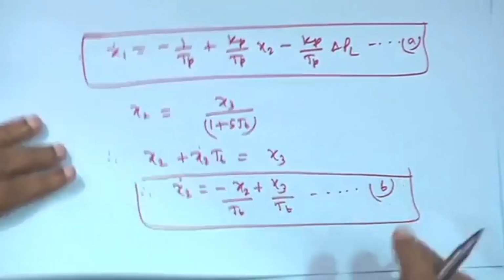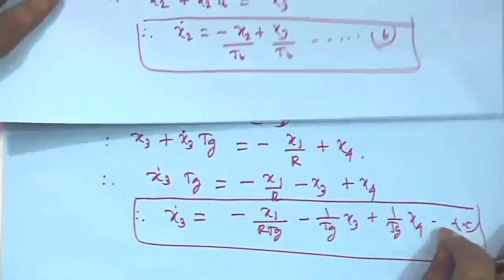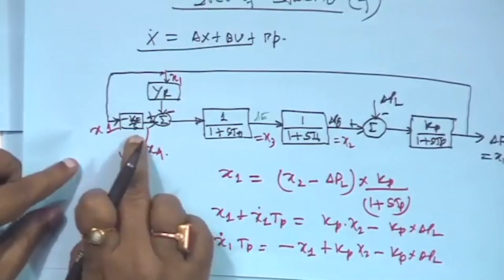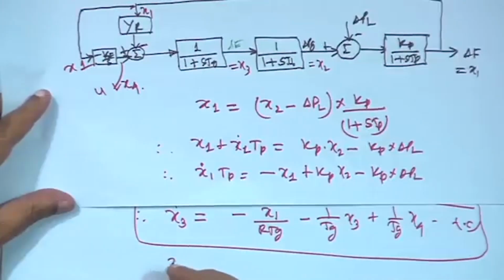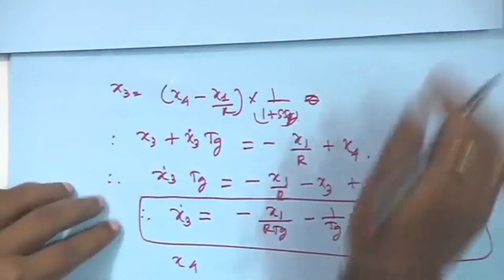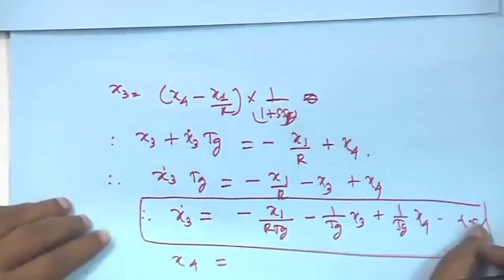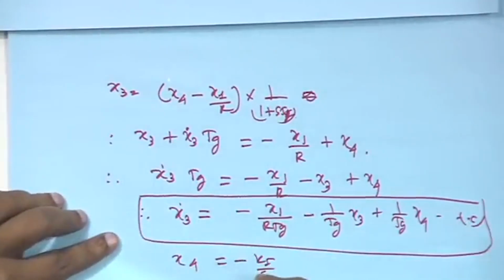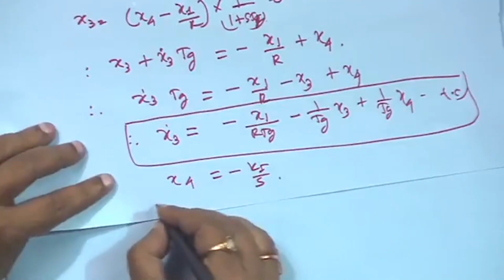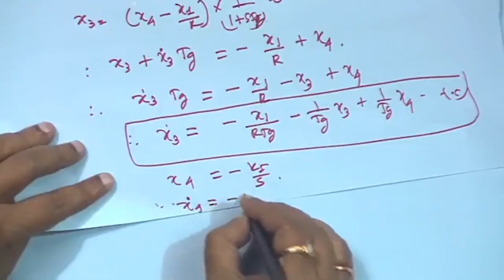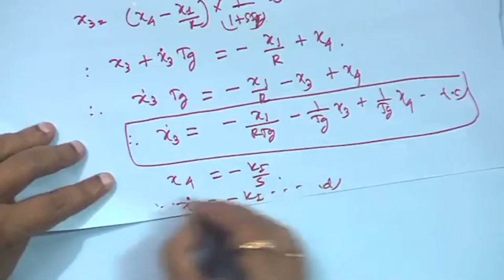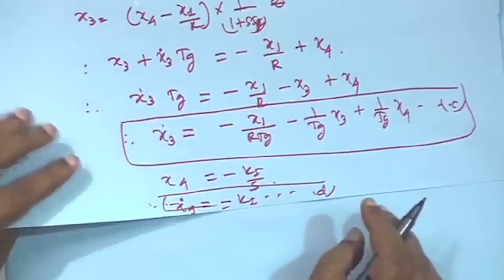This is second equation, third equation, and one more equation is there, that is this x4 is equal to x1 into minus Ki upon s. We have taken only integral controller. So, x4 is equal to minus Ki upon s x1. That means s x4, which is x4 dot, is equal to minus Ki x1. This is equation D. So, there are 4 equations. One by one I will rewrite these equations in one place.